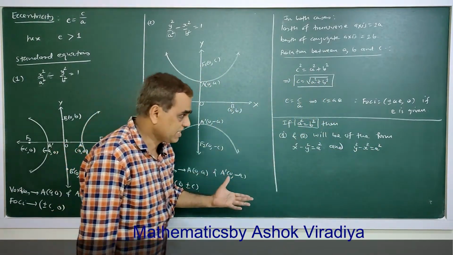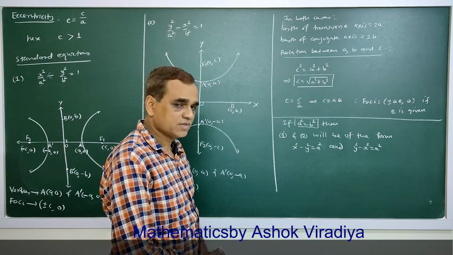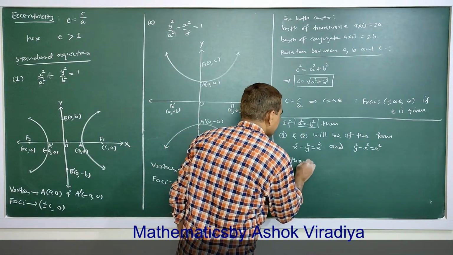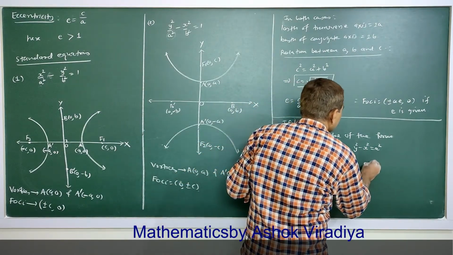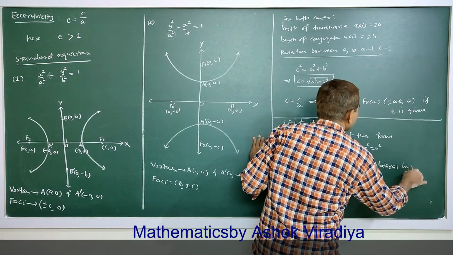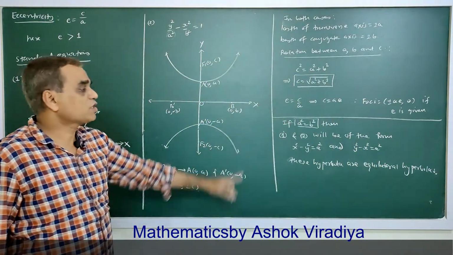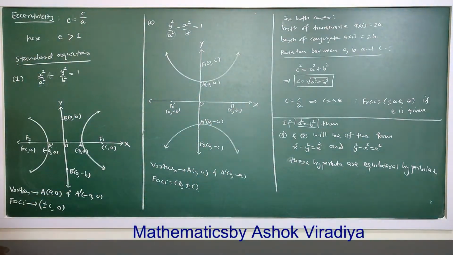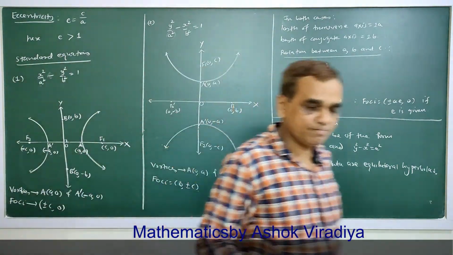So these are said to be equilateral hyperbola. So this hyperbola is said to be an equilateral hyperbola. If A square is B square, then the hyperbola is an equilateral hyperbola. So these are properties of hyperbola.